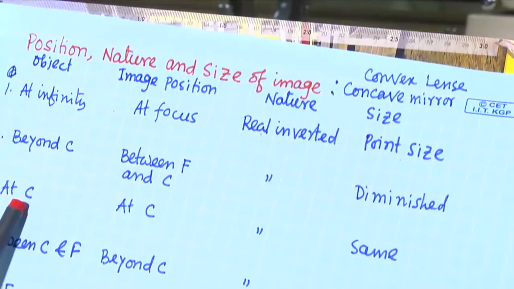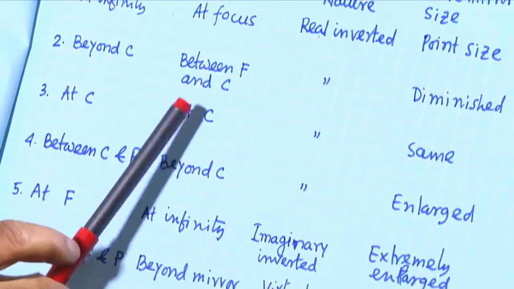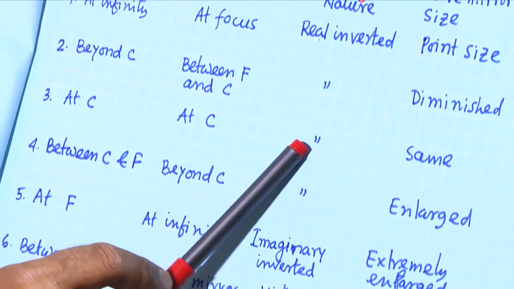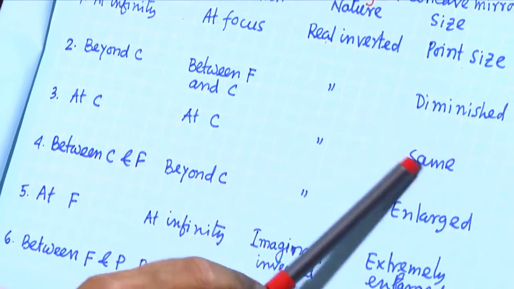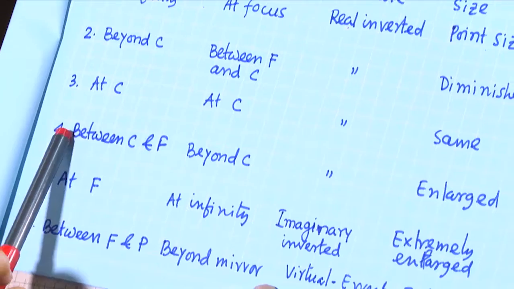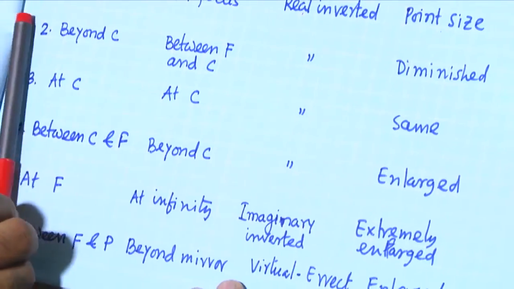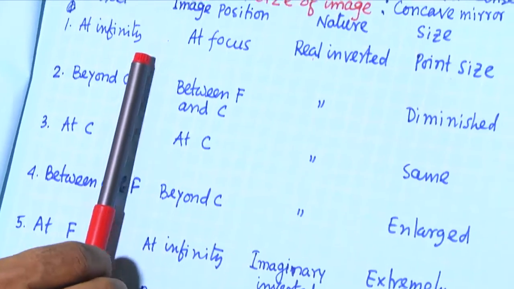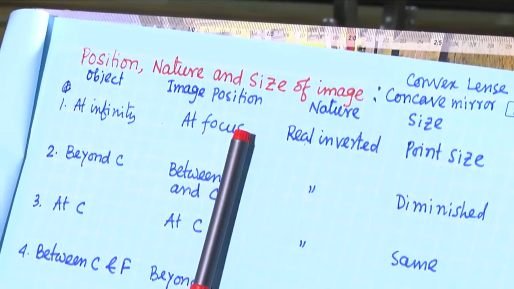If you put the object at C, the center of curvature, you will get the image also at the center of curvature, and it will be a real and inverted image. But the size of the image will be the same as the object size. So, if you put, that means you are decreasing the distance of the object with respect to the mirror. Okay.